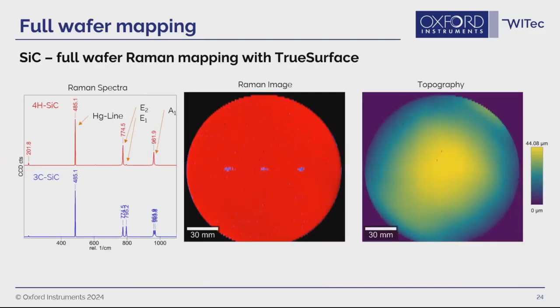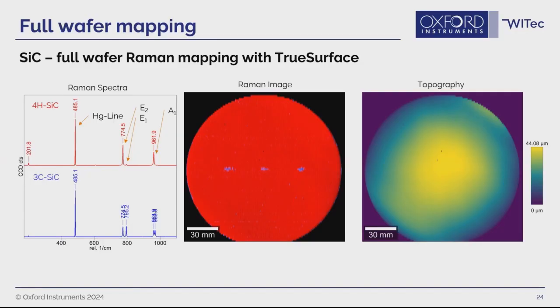The second full wafer image reveals another picture. In this case, we don't see the crystal facet, but still we see two different phases. In this example, we can differentiate two polymorphs of silicon carbide.